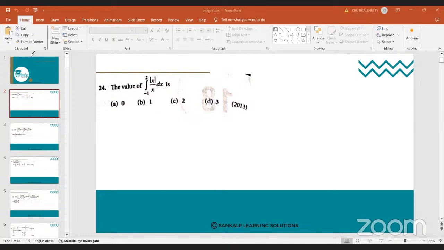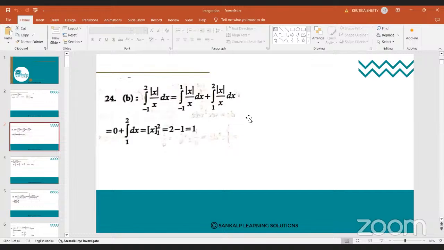See the first question here: the value of the integration of mod x upon x from -1 to 2 dx is. We need to simplify and find the value. Here we are making use of the properties of integrals. See the given solution, we will discuss it.